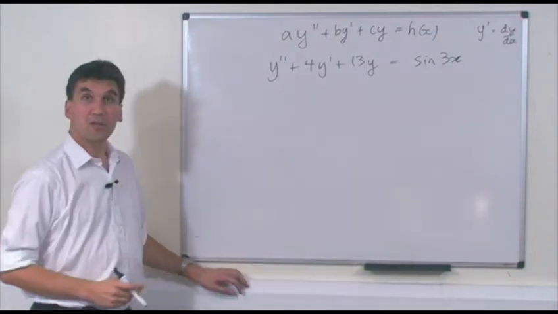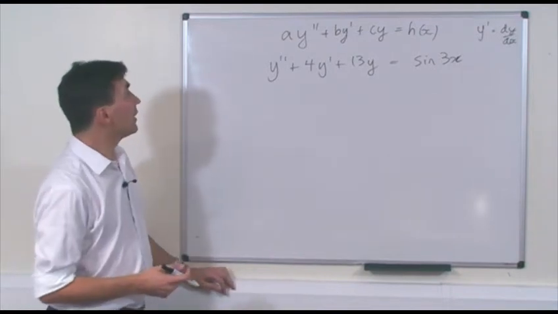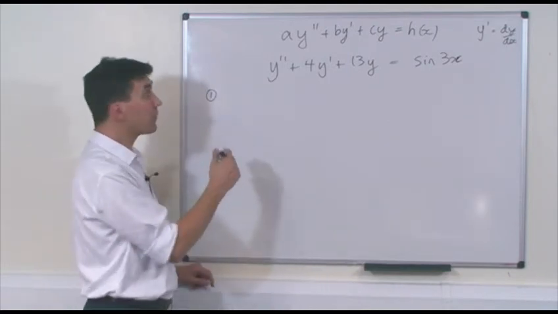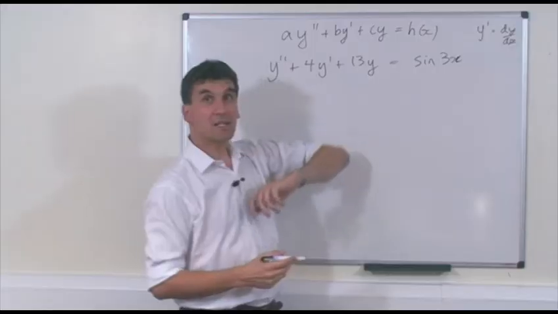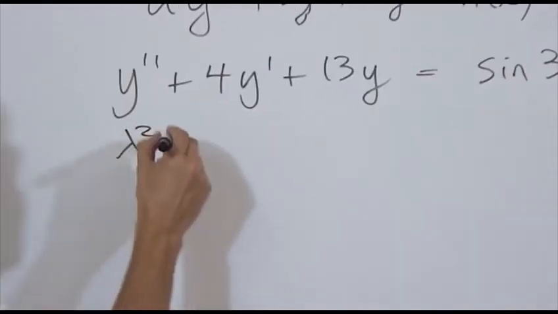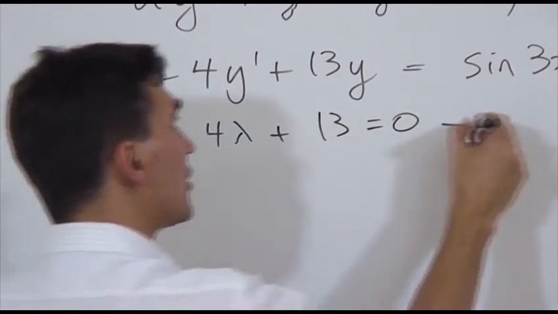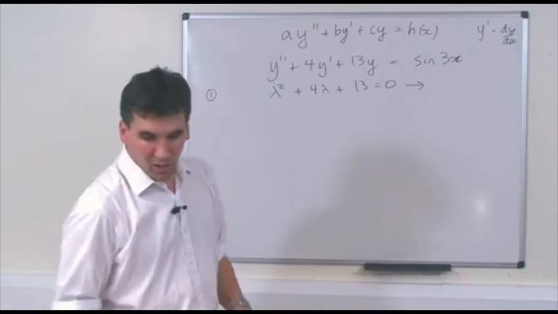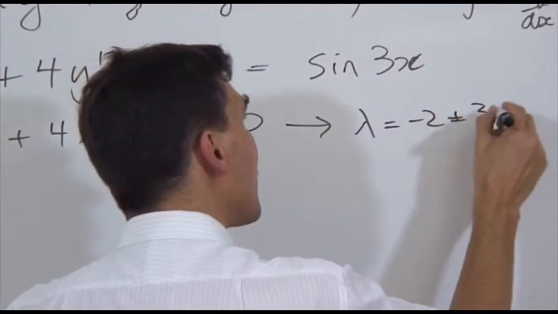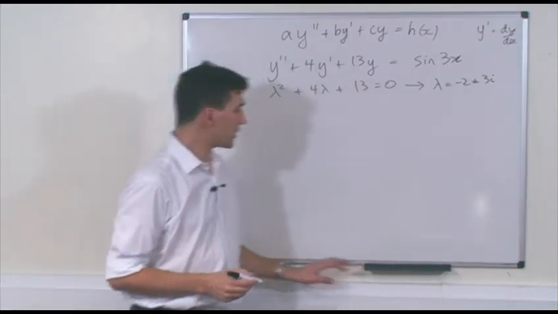We go through the two steps as we've talked about in the previous podcast on inhomogeneous problems. The first step is to solve the homogeneous version of this problem. So we set the right-hand side to zero. We try y = e^(λx), and we get the auxiliary equation, λ² + 4λ + 13 = 0. We can solve that, which gives λ = -2 ± 3i. So these are complex roots of the auxiliary equation.